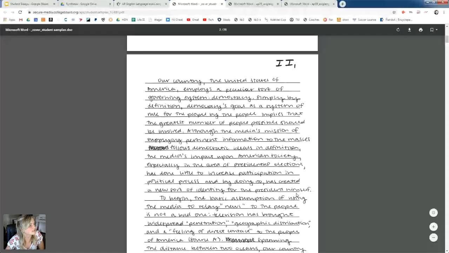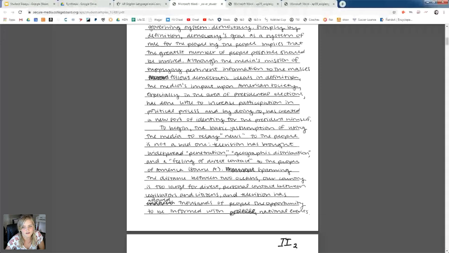To begin, the basic assumption of noting the media to relay news to the people is not a bad one. Television has brought widespread penetration, geographical distribution, and a feeling of direct contact to those people of America, source A.